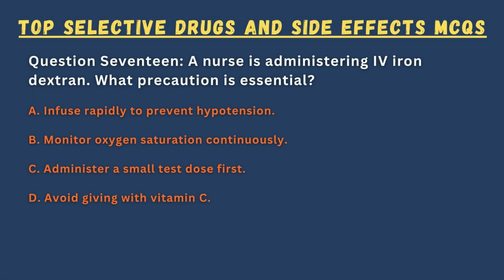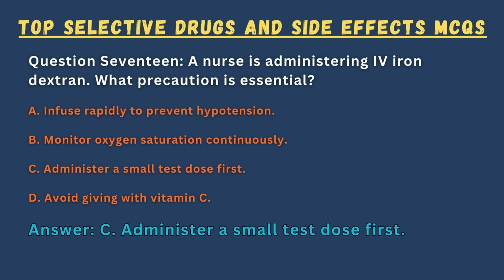Question 17. A nurse is administering IV iron dextran. What precaution is essential? A. Infuse rapidly to prevent hypotension. B. Monitor oxygen saturation continuously. C. Administer a small test dose first. D. Avoid giving with vitamin C. Answer: C. Administer a small test dose first.